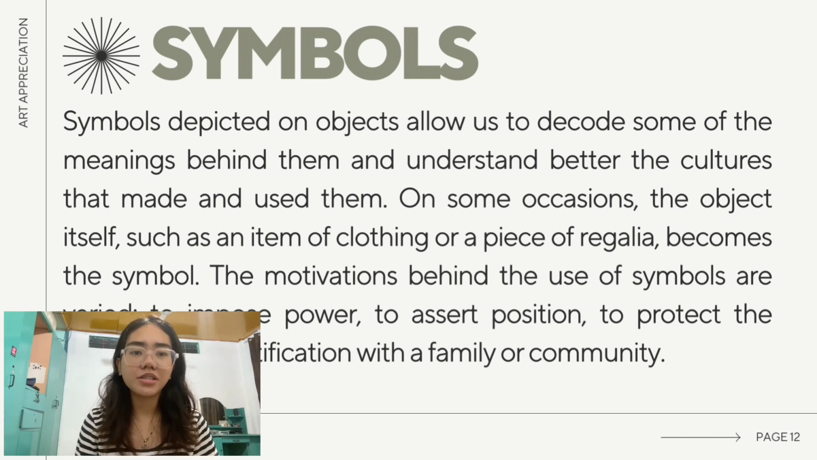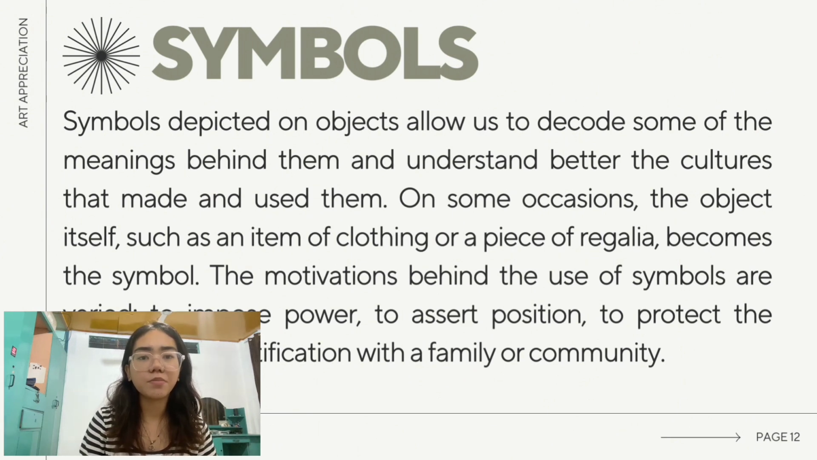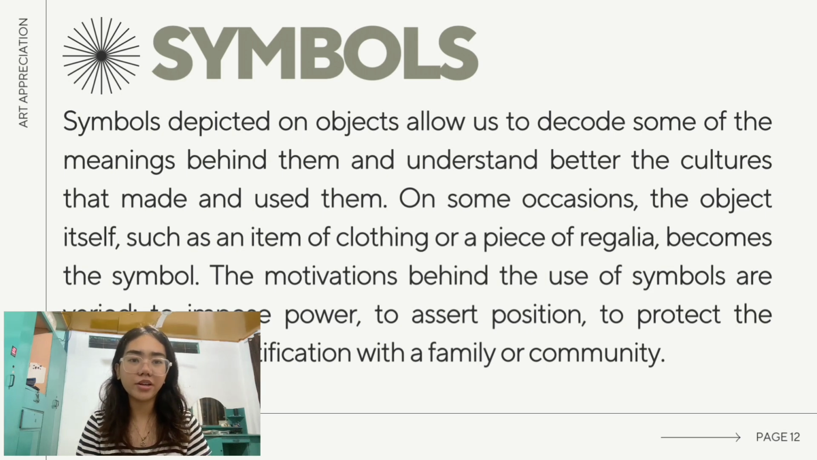Sometimes, it's not just the symbol on the object that carries meaning. The object itself can become a symbol. For example, a specific piece of clothing or a ceremonial item can represent something important, such as authority, tradition, or identity. There are many reasons why symbols are used. They can be meant to show power, to express social rank or position, to protect the person wearing or using the item, or to show belonging to a certain family, tribe, or community. These meanings help give objects a deeper purpose beyond just how they look or what they are used for.